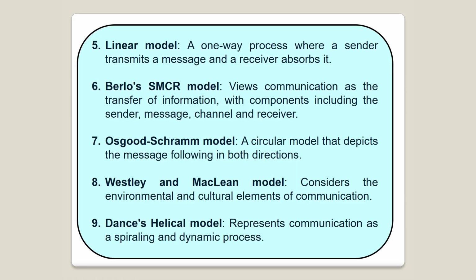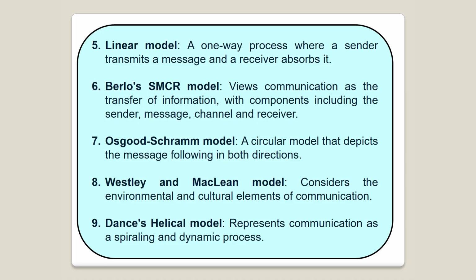So we are reaching the slide. This is the linear model, model number 5. We have already learned about model 4. This is serial number 5, called the linear model. It is the shortest model, a one-way process where a sender transmits a message and the receiver absorbs it.